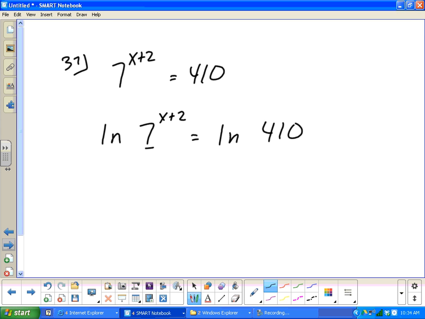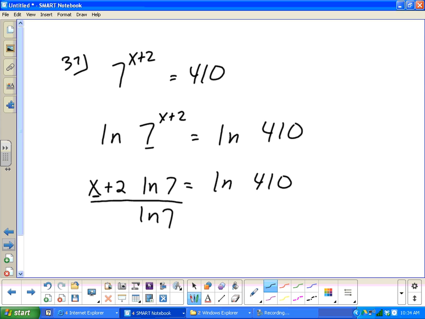So this is when I have to use the power rule. So we write x plus 2 times natural log of 7 equals natural log of 14. So in this one, it's a little bit longer, because you don't have a base of e. You can't take that shortcut. So now, what am I doing here to solve it? This is what I'm trying to solve for. Because this is multiplying this, the opposite would be to divide.